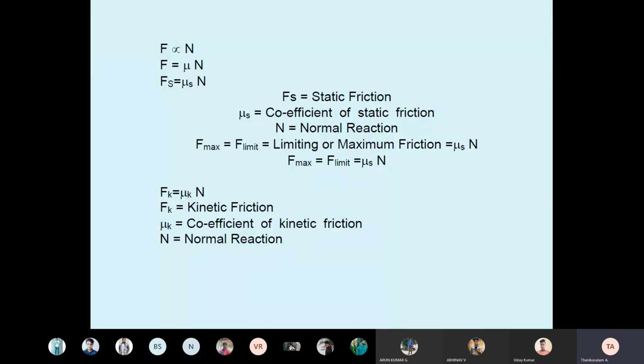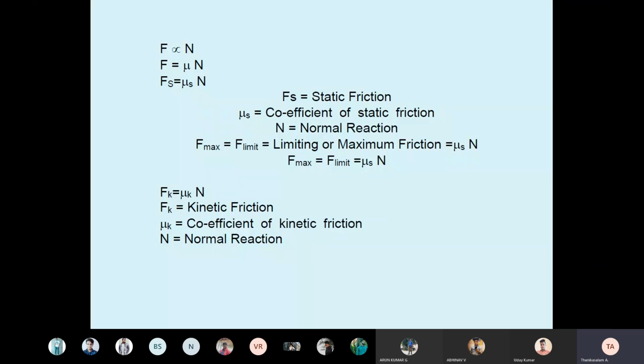When you say static friction, Fs equals mu s into N. Fs is static friction, mu s is the coefficient of static friction, and N or R is the normal reaction. We can take it as N or R.